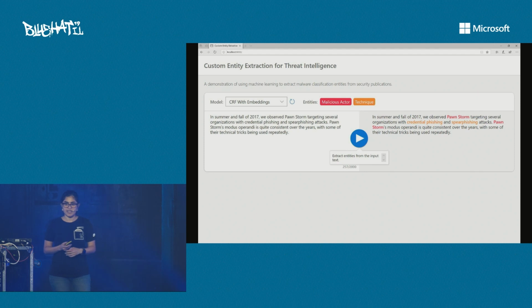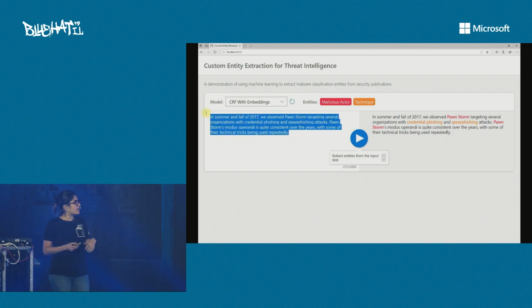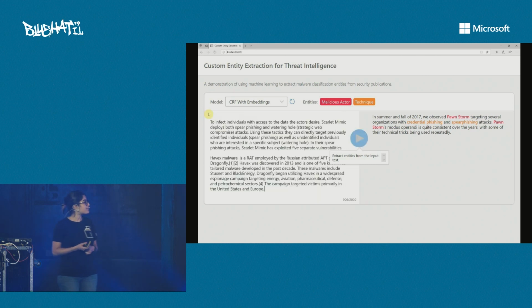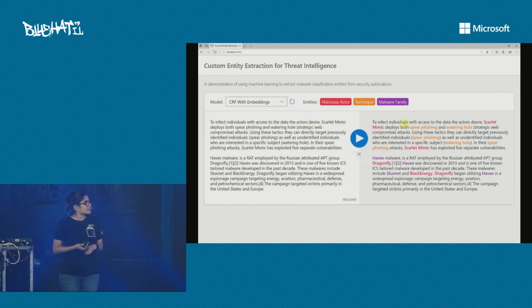Now let's try some other text. The various blobs I'm going to put here are not related, but I just wanted to illustrate the different types of entities that our model can find. And here again, we can see that it correctly finds the actor, which is Scarlet Mimic, and the techniques that it's using, which are spear phishing and watering hole, etc. And the second paragraph is about a different piece of malware, Havextrat. And again, in that blob, it correctly identifies the malware families, etc.